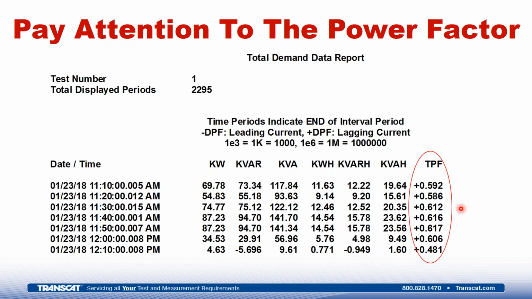So this particular facility was running several hundred motors, and it was bringing down their power factor. And a low power factor can cause your motors to be unable to obtain full power. So again, a good power quality analyzer is going to record all these parameters, including power factor.